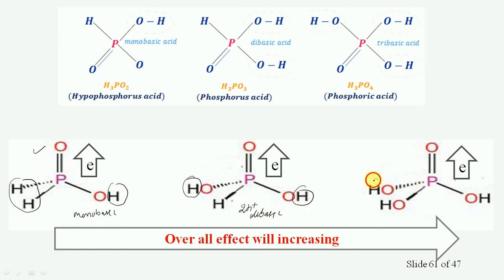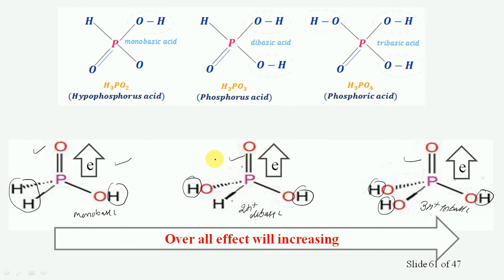In the third case, three hydrogens are bonded to oxygen. So it is tribasic. Therefore, this acid can give only one H plus ion, this acid can give two H plus ions, and this acid can give 3 H plus ions.